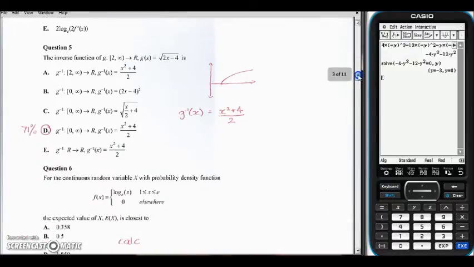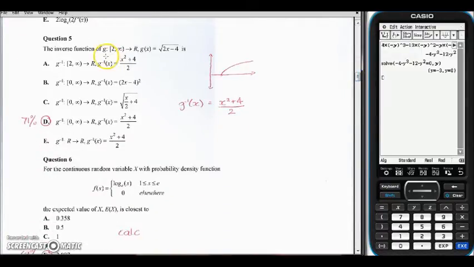Alright, question 5, classic inverse question. So we want to know what the inverse of this function is. So the rule for the function is the square root of 2x minus 4. You could quickly just sketch that. Alright, and you should be able to see that the range of that function is 0 to infinity. And if you didn't know what it looked like, you'd always just quickly sketch it on your calculator.